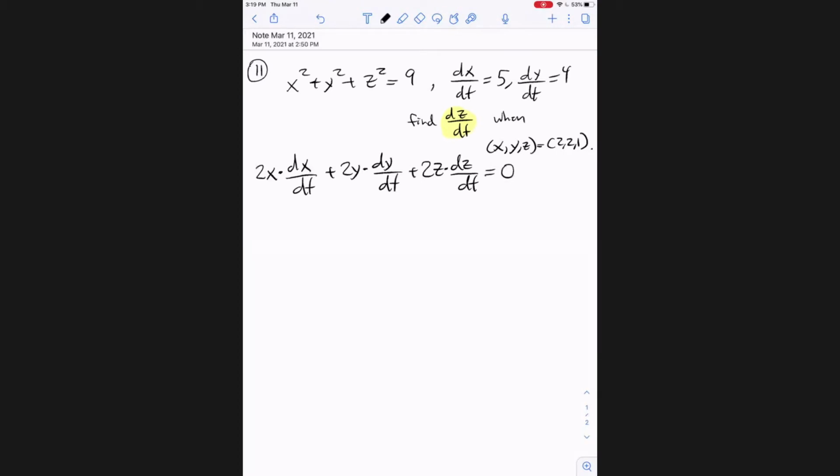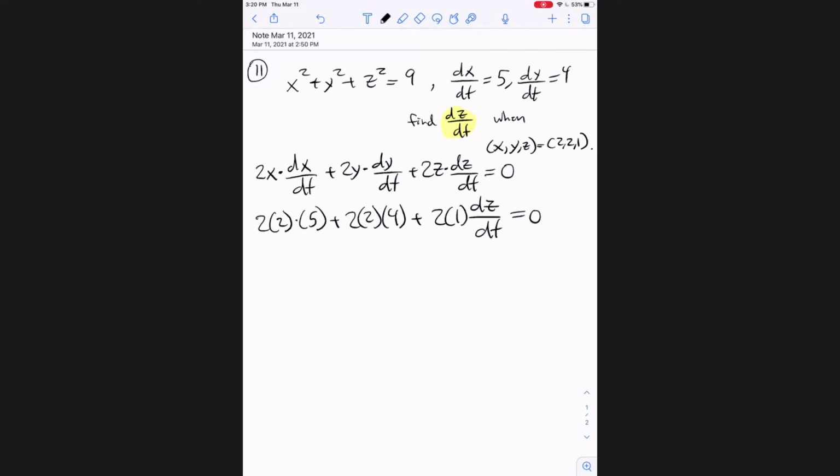So now let's plug in what we know. dx over dt is 5. When x, y, z is 2, 2, 1, that means x is 2, y is 2, z is 1. So 2 times 2 times dx over dt, which is 5, plus 2 times 2 times dy over dt, which is 4, plus 2 times 1 times dz over dt, that's what we're trying to figure out, equals 0.